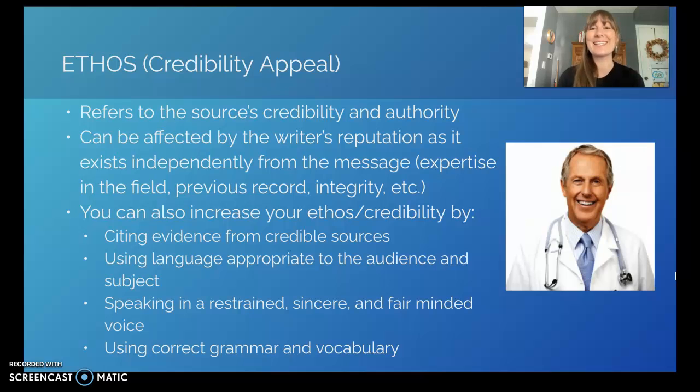And then last but not least, I promise this is not just an English teacher thing. We also want to make sure that our work is grammatically sound and that we're using appropriate and elevated vocabulary, which can make us sound much more credible.